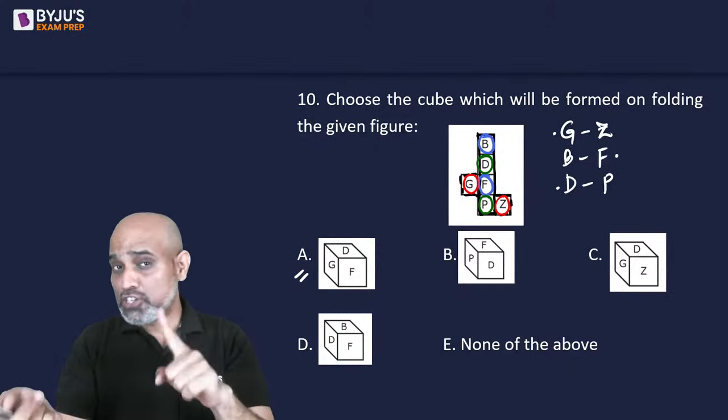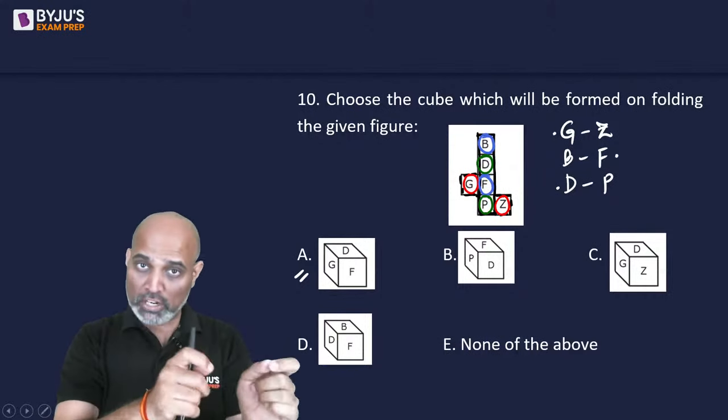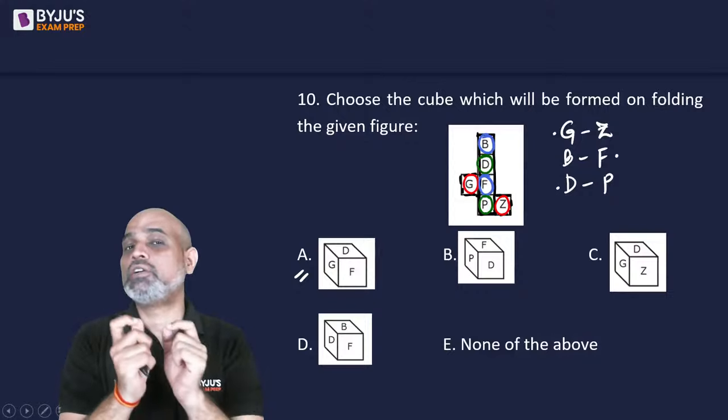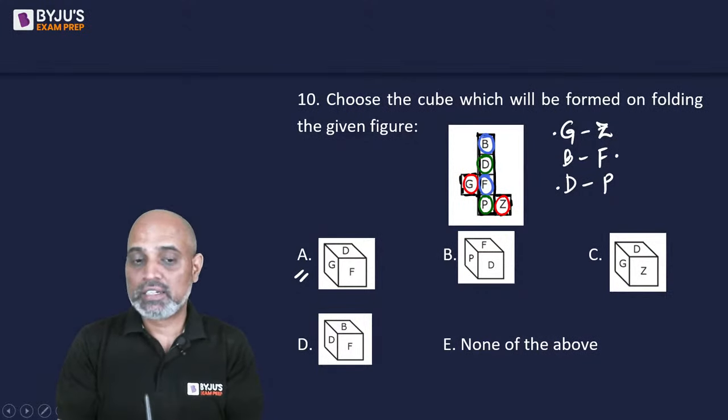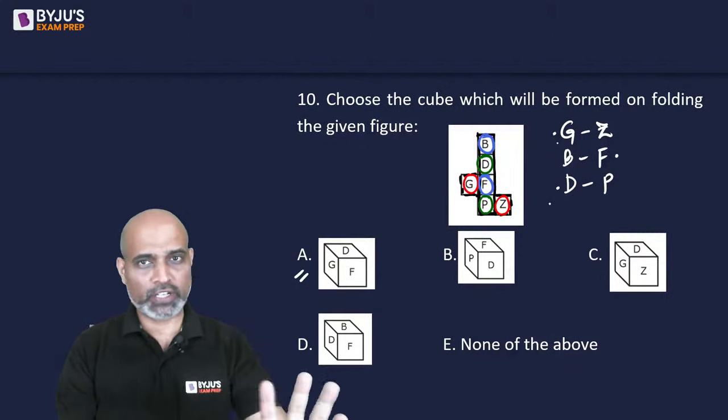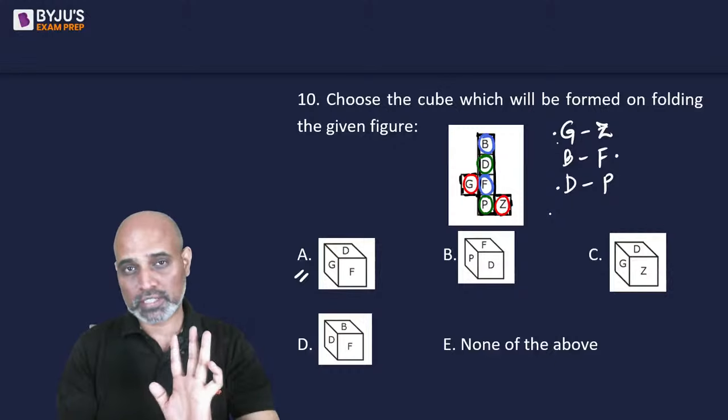So either G or Z will be there, one of those two, या फिर B and F में से कोई एक आएगा, or one from D or P. So in the first option, G is there, F is there, and D is there. 1, 1, 1 from each pair. Perfect. कोई दिक्कत नहीं है. ये बिल्कुल आंसर हो सकता है.